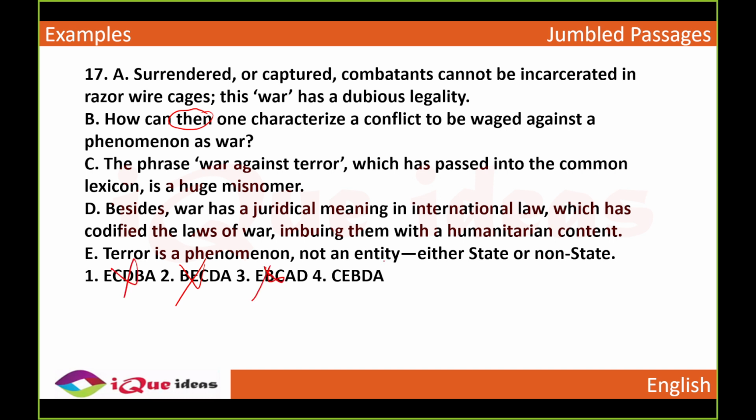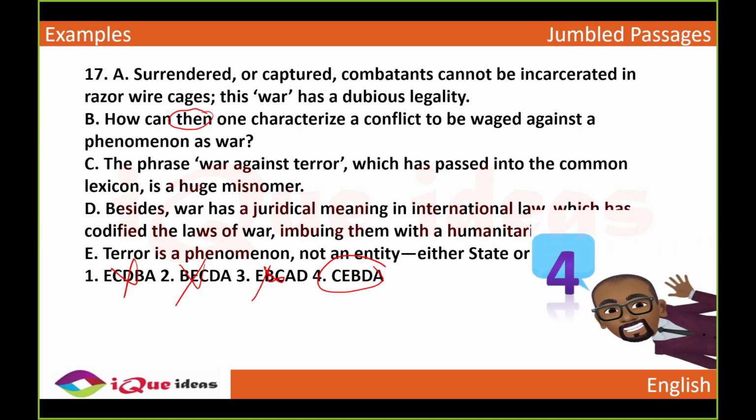So even without reading anything else, if I have to go with CEBDA, since EBDA says the phrase war against terror, which has passed into common lexicon, is a huge misnomer, terror is a phenomenon, not an entity, either state or non-state. How can then one characterize a conflict to be waged against a phenomenon as a war? Besides, war has a juridical meaning in international law, and surrendered or captured component of war. So war के related तीनों statements B, D, and A साथ में, and introduction of war and terror in C followed by terror. So C, E, then B, D, A together makes the best sense, making 4 as the option. Okay, lot of words which we don't understand in this.